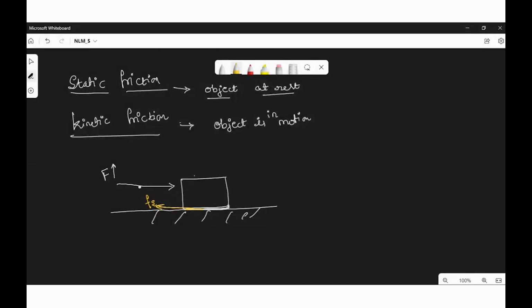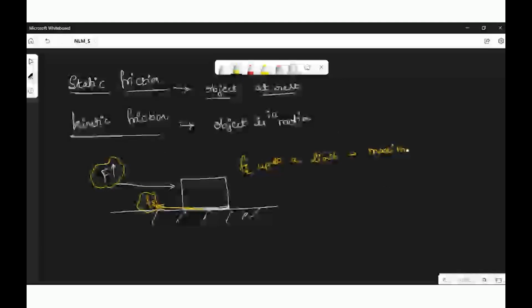And your Fs is not a constant force. It adjusts itself to the applied force, correct? Yes. How much force you apply, correspondingly the static frictional force will also increase, up to a limit. That maximum value is called Fs max, the maximum value of static friction.